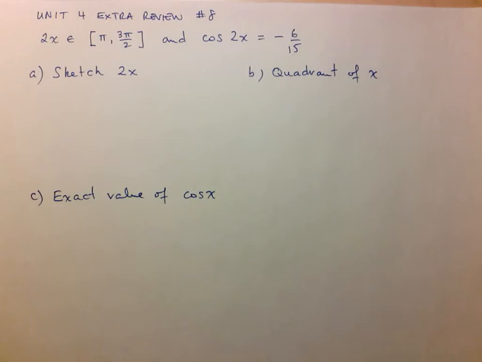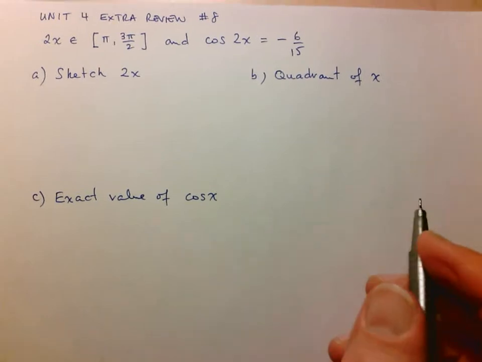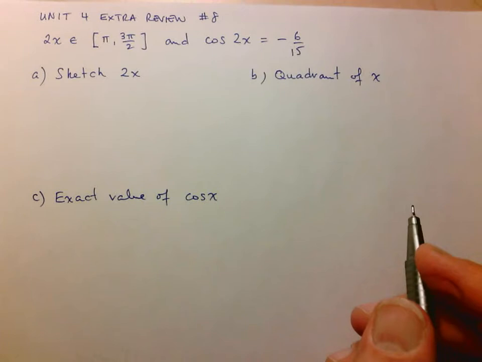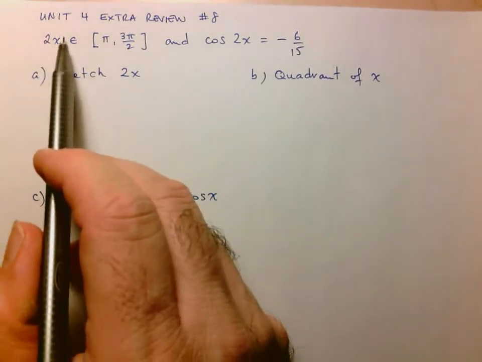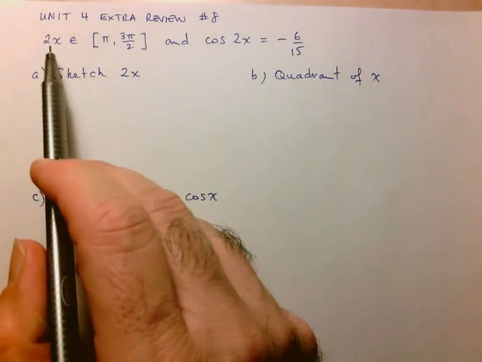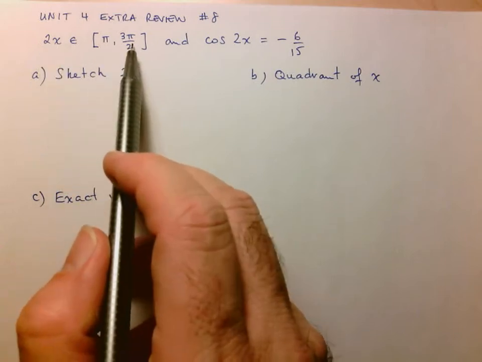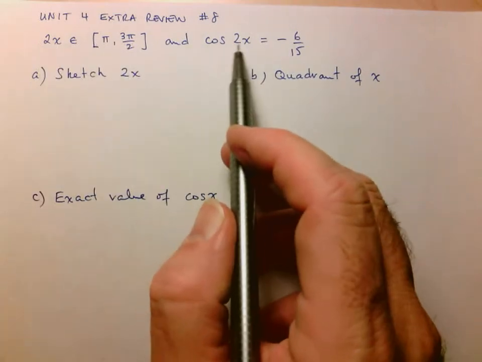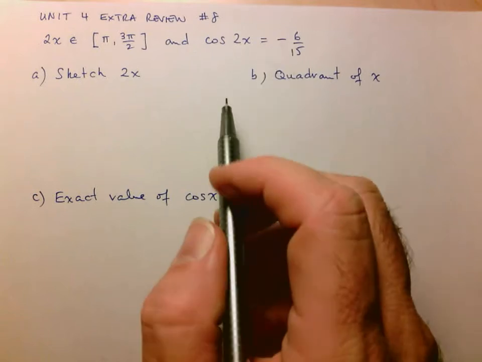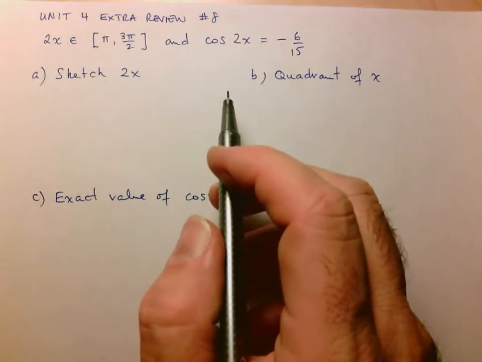Hi folks, this is number 8 from the Unit 4 extra review sheet. So here they give us some information not about the angle x, but of the angle 2x. They tell us that the angle 2x is in the third quadrant, so between pi and 3 pi over 2. And they tell us that cosine of 2x is equal to negative 6 over 15.